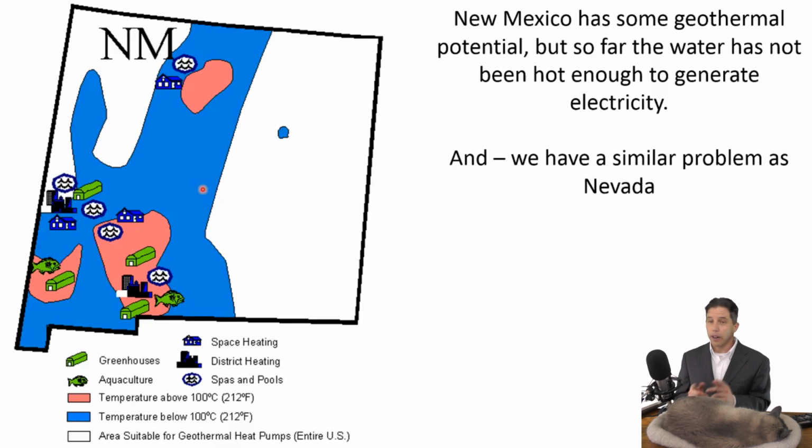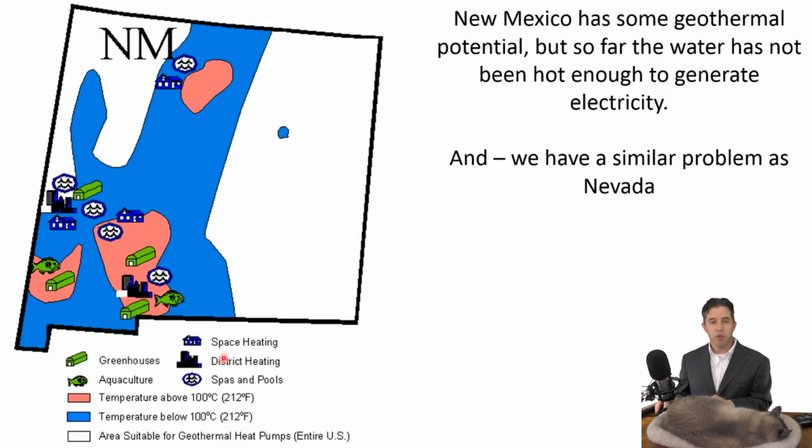But like in Nevada, we just don't have much groundwater. And so, because of our lack of groundwater, and also we haven't really found really hot water in New Mexico yet. Here's a map of the state. The blue says temperatures below 100 degrees centigrade. So that's not hot enough to boil, so you're not going to get steam out of it. And then the red says temperatures above 100. So in theory, that would be enough to generate steam. They've never really got a well that can produce enough hot water to run a geothermal power plant, though.